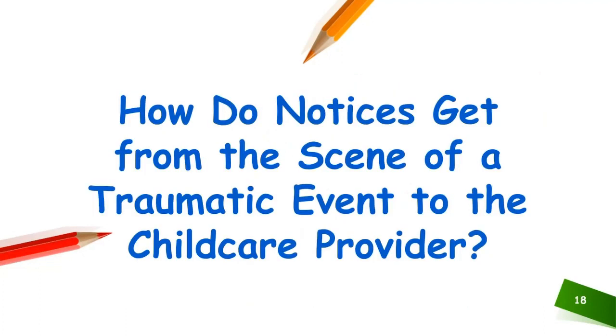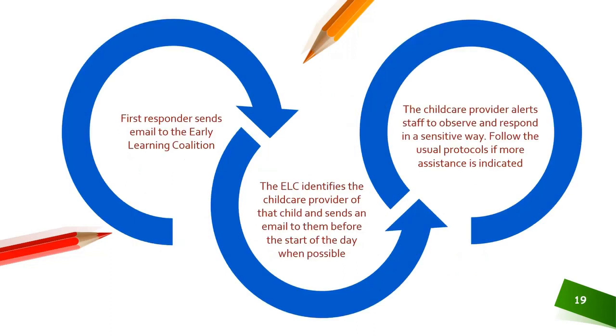So now let's go through the process of how notices from law enforcement and first responders get from the scene of a potentially traumatic event to you, the child care provider. As we look at this drawing, we see that the first responder who responds to the scene of a potentially traumatic event, as it said in the video, looks around for any children, infants, toddlers, preschoolers who might be witnessing or a part of an event. They then take down their name, their age, date of birth, and what child care facility they are taken care of by or where they go to preschool.